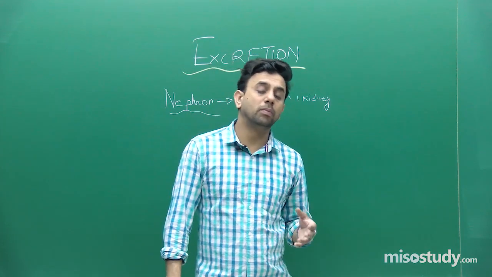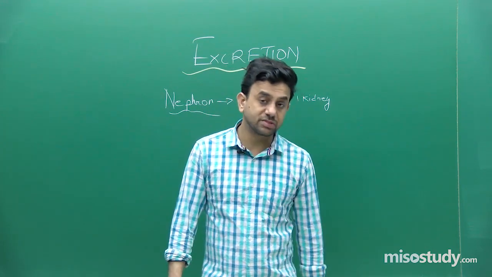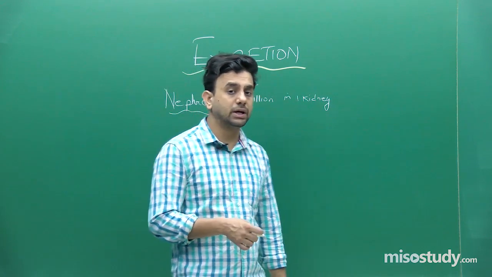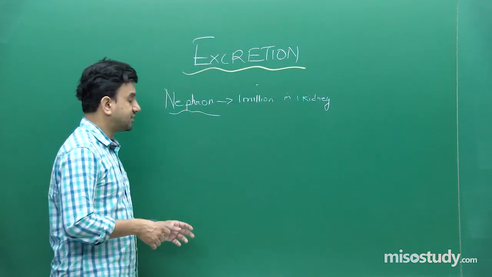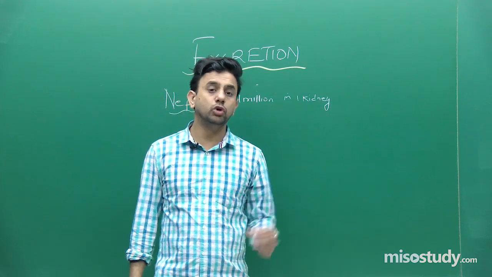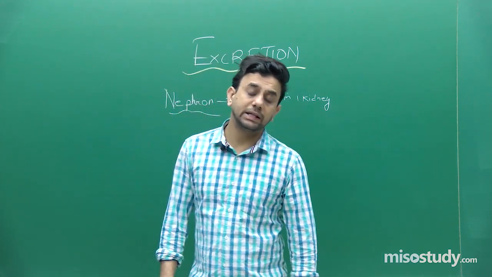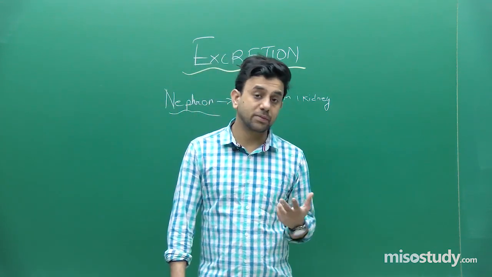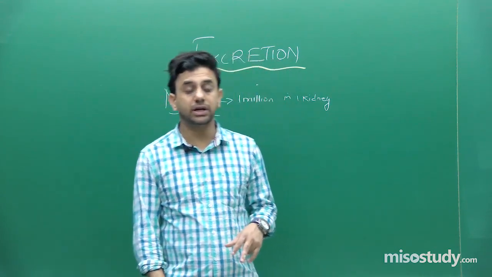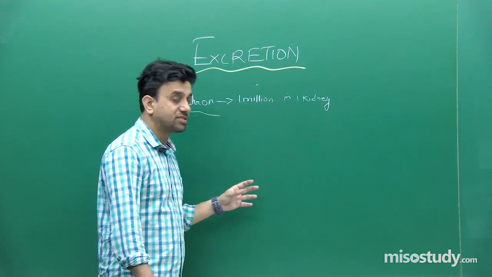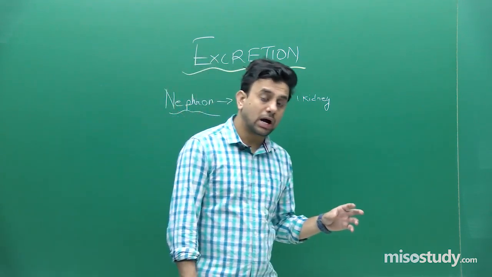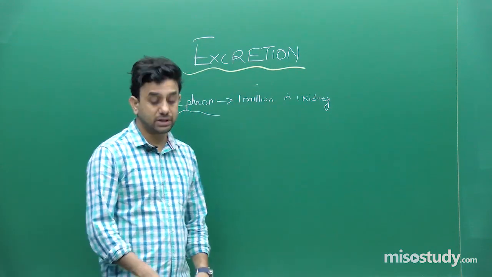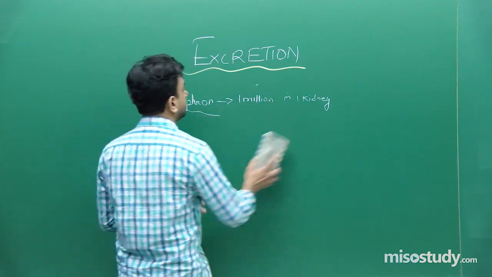the Bowman's capsule to the proximal convoluted tubule, the loop of Henle, the distal convoluted tubule, and the collecting duct. Then we talked about the lumen of the artery, the afferent and the efferent arteriole. Then we talked about the difference between the two types of nephrons, the cortical and juxtamedullary. The cortical nephrons are 80%, and the juxtamedullary, which is found only in birds and mammals, are just 20%.